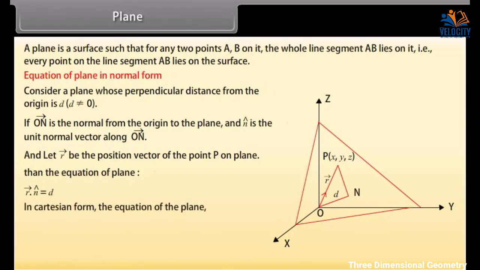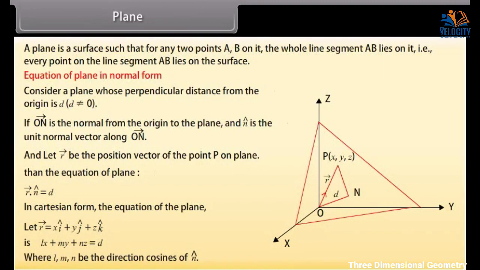In Cartesian form, the equation of the plane: let vector r equal x i cap plus y j cap plus z k cap. The equation is lx plus my plus nz equals d, where l, m, n are the direction cosines of n cap.